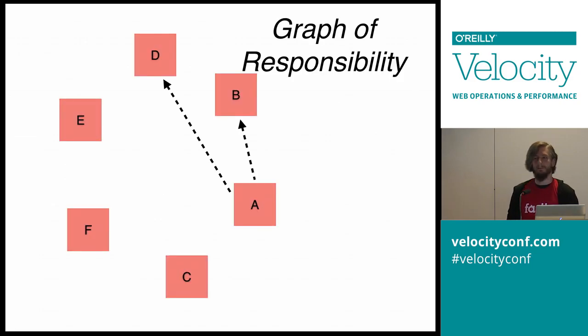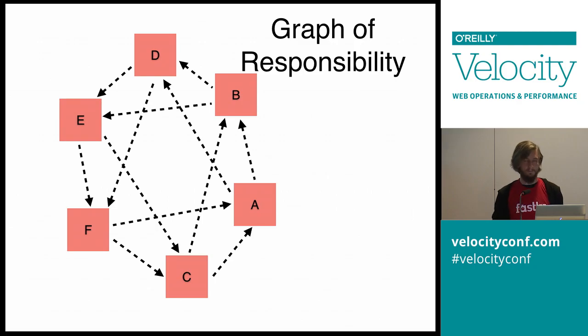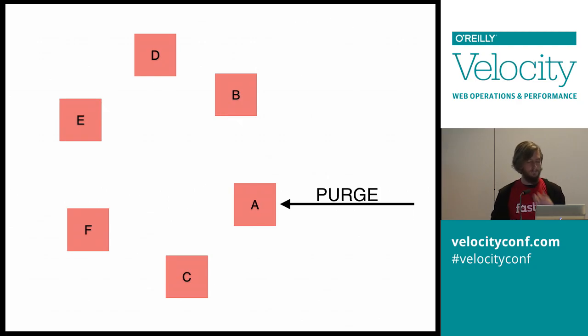So here's a system that we ended up developing to try to fix this. What we do is we define a graph of responsibility that is overlaid on top of our network of servers. This graph of responsibility defines which nodes are responsible for making sure which other nodes stay up to date with all of the messages. So in this case, A is responsible for B and D, B is responsible for D and E, and so on, right? So purge comes in to A, let's say.